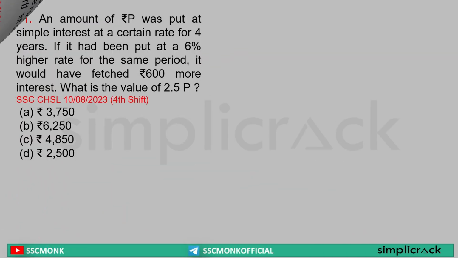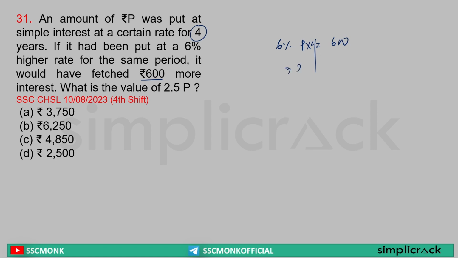Okay, next. An amount of P was put at simple interest at a certain rate for 4 years. If it had been put at 6% higher rate for the same period, it would have raised 600. That means what it is saying, if it was put at R, it would have raised X. Now if it was put at R plus 6%, it would have got 600 more. That means 6% of principal is 600. My bad, 600 for 4 years. That is the most important thing because the time period is 4.